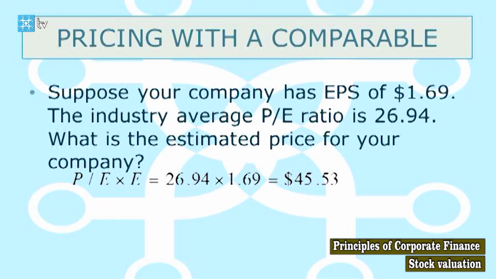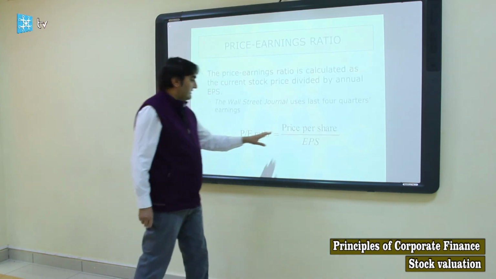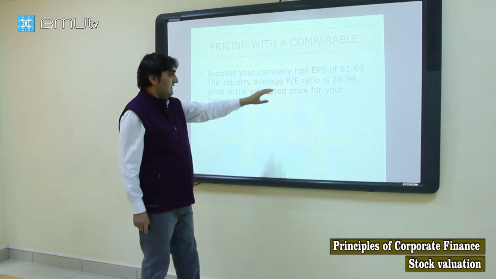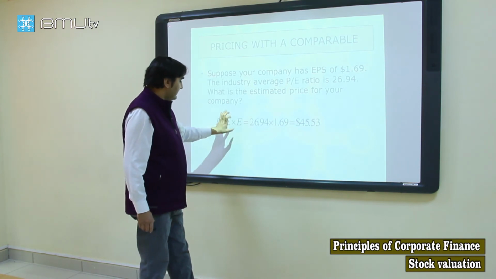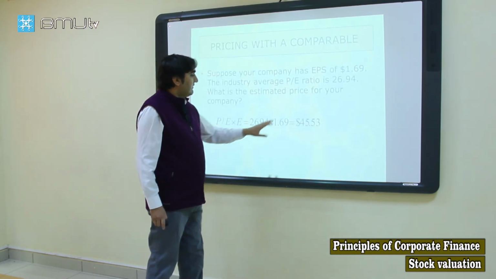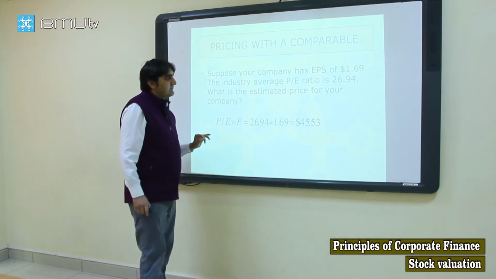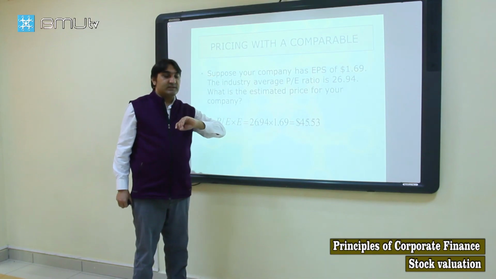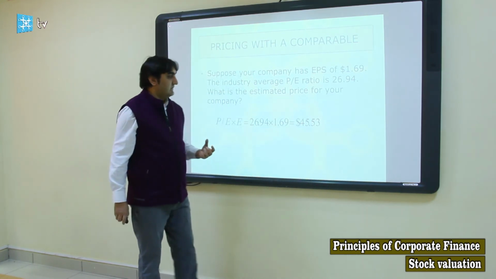Suppose your company has EPS of $1.69. The industry average P/E ratio is 26.94. What's the estimated price for your company? PE ratio equals price divided by EPS. We have a PE ratio of 26.94 and EPS of 1.69. So multiplying these indicators, we get price per share, and we get $45.53. So we say that under these circumstances, if the industry keeps its P/E ratio at this number and the EPS at this number, our stock price is $45.53. So investors will pay this amount for the company's stock.